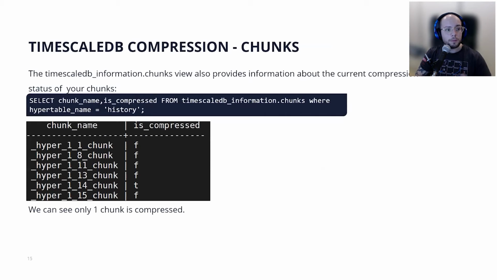And here we can take a look with this example query. We can take a look at which chunks are compressed and take a peek under the hood for our compression. So here I can see I have these chunks for whichever table looks like it's for history. And I can see that one chunk over here, 114, is compressed. The rest are not compressed. False.